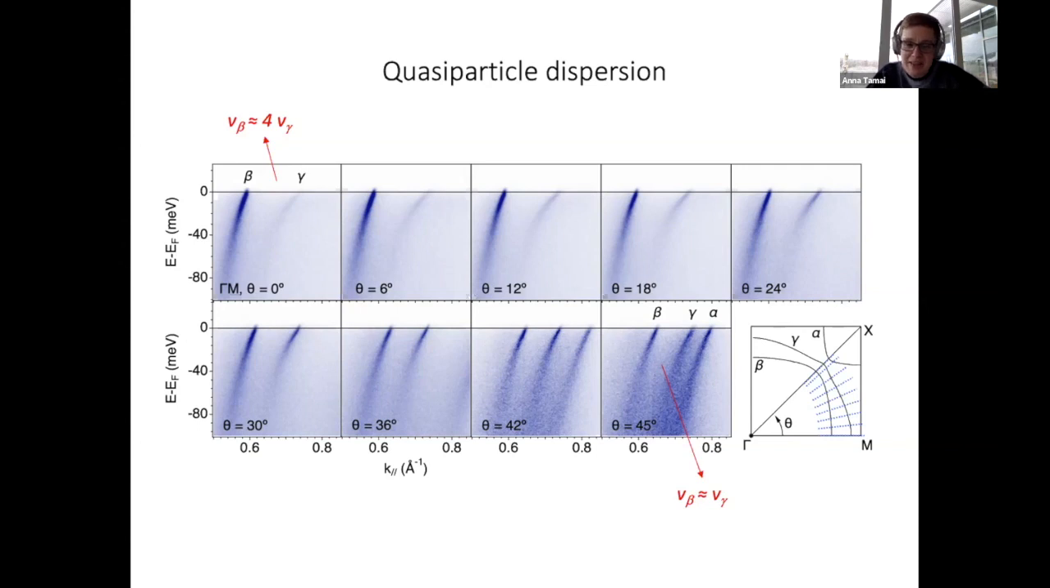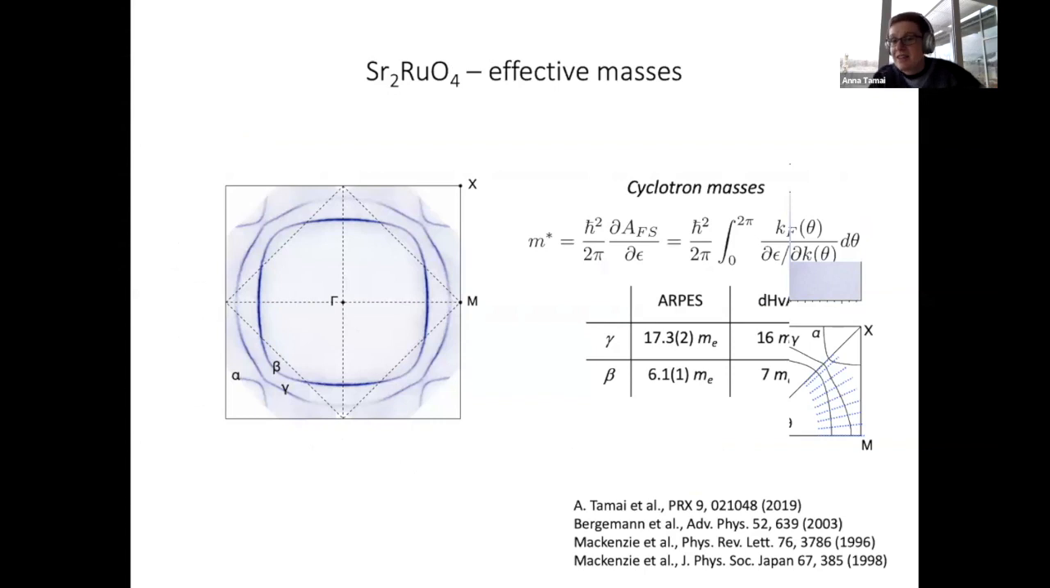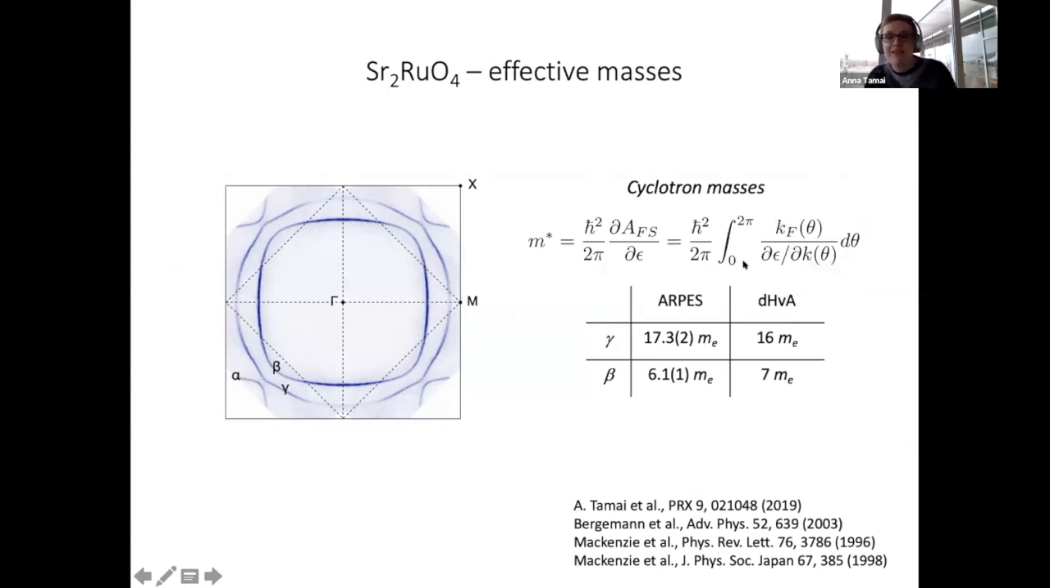We can use this complete set of data to extract the cyclotron mass. So from experiment, we can estimate the Fermi wave vector and the velocity, and if you integrate this, you can calculate the cyclotron mass, which is what is found by quantum oscillations. You can compare these values, and you find that ARPES finally produces cyclotron masses that are consistent with the quantum oscillations. This took quite some time.